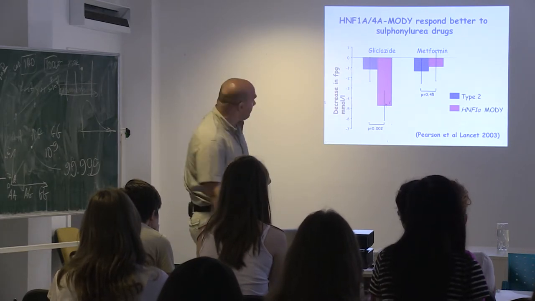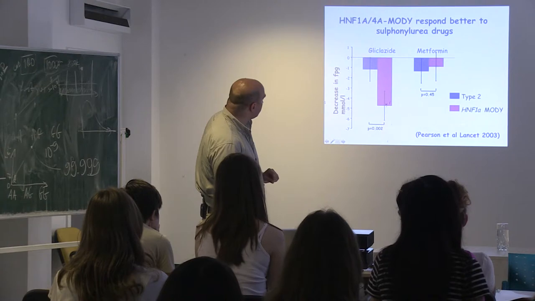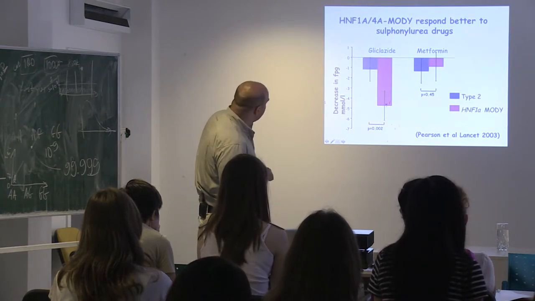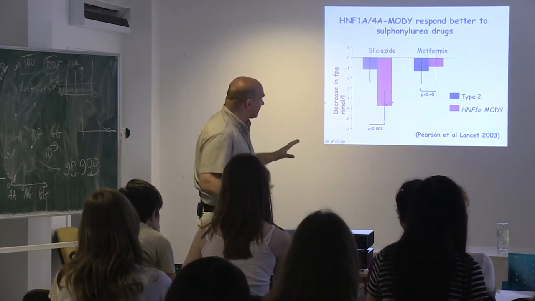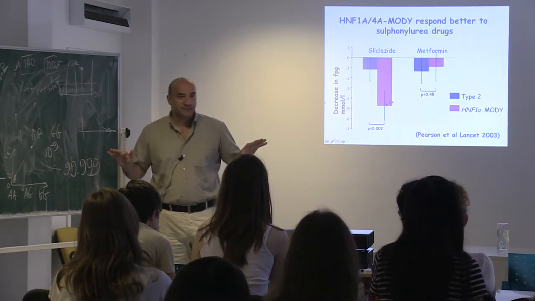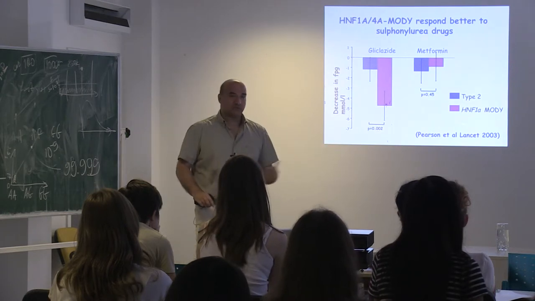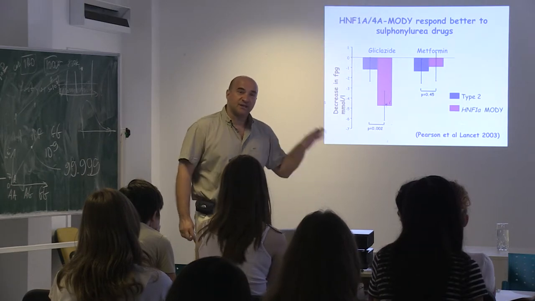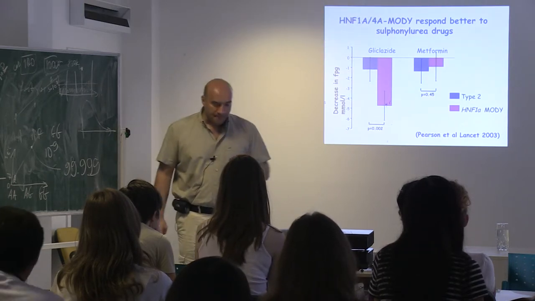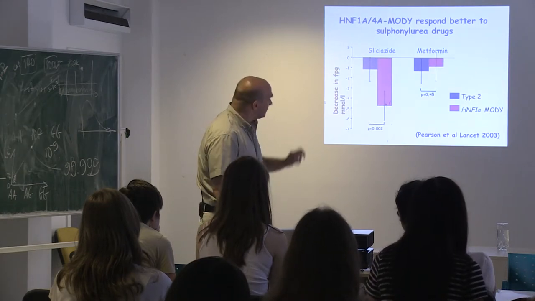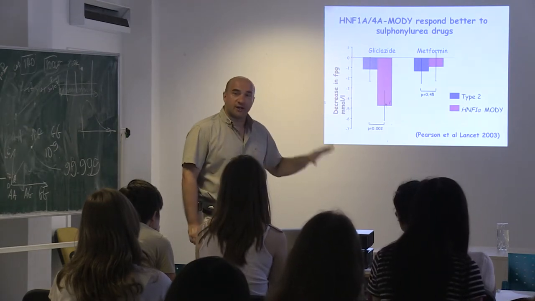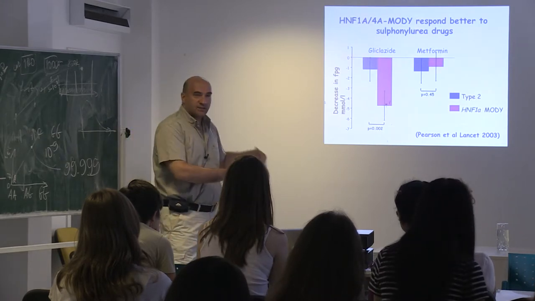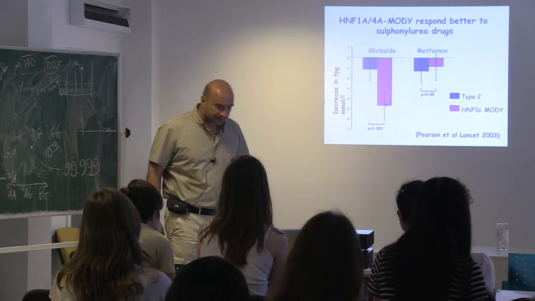But if you have MODY and you get very low doses of gliclazide or some other sulfonylurea drugs, your glycemia is practically normalized. So you can be practically cured for the majority of your life, avoid any complications of diabetes if you are diagnosed on time. And something like 95-80% of all patients with MODY are not being diagnosed because nobody is testing for MODY. They see increased glucose, it's not type 1, then it's type 2.